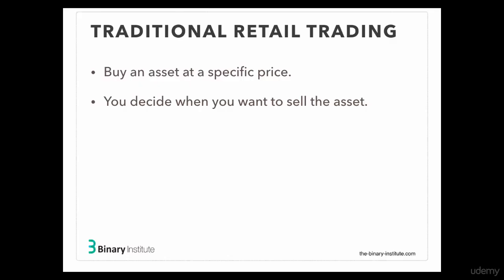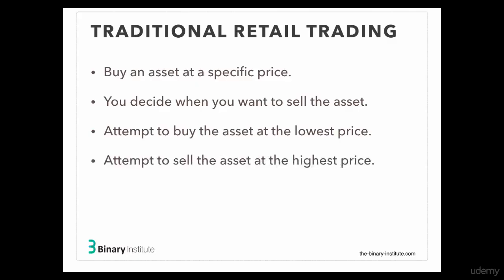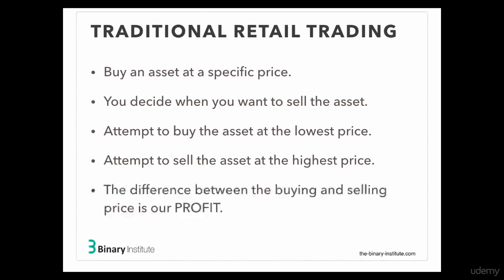Now, in traditional trading, we attempt to buy the asset at the lowest price possible, and then we attempt to sell the asset when it reaches the highest price. We watch the markets closely, and once the price is at its highest level, we will then execute our sale order, and the difference between the buying price and the selling price will be our profit. The greater the difference between our buying and selling price means the bigger the profit for us.